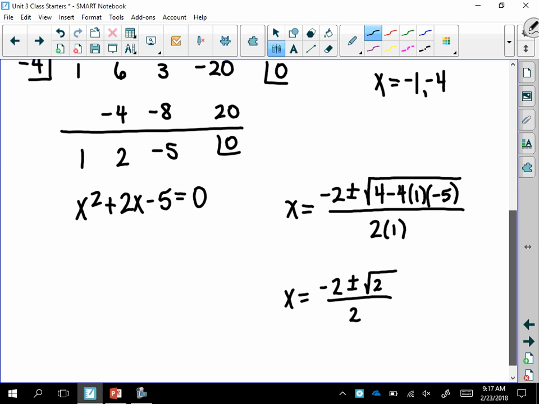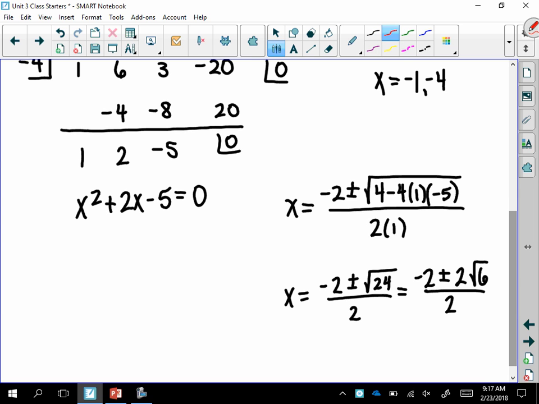24. And 24 can be reduced because it has a factor of 4, which is a perfect square. So that's going to be negative 2 plus or minus the square root of 4, which is 2 on the outside, 6 left on the inside. And then you'll notice that all three of these values have a common factor, so we can reduce all of them by that common factor, which is 2. So that'll give us negative 1 plus or minus the square root of 6. Those will be our remaining zeros, our remaining roots.